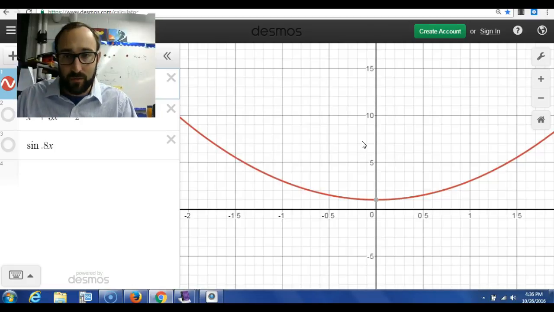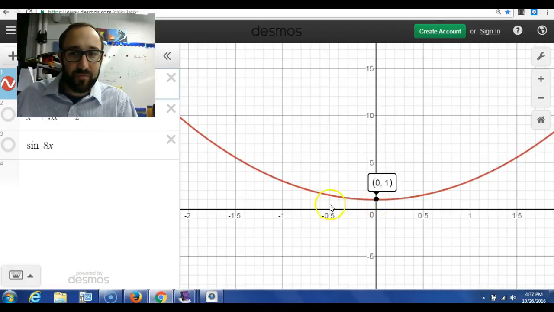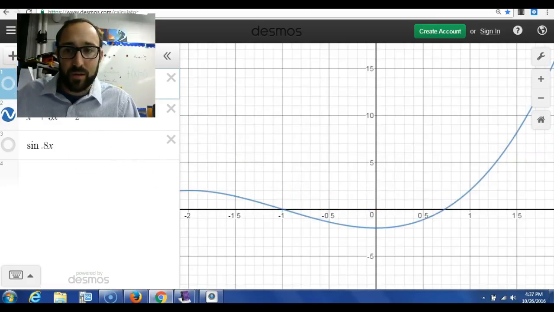So it's symmetrical for a quadratic. Okay, so there's one. And I just want you to notice, what's the slope at this minimum point? Think about it. We'll come back to it. Alright, let's look at this next one.